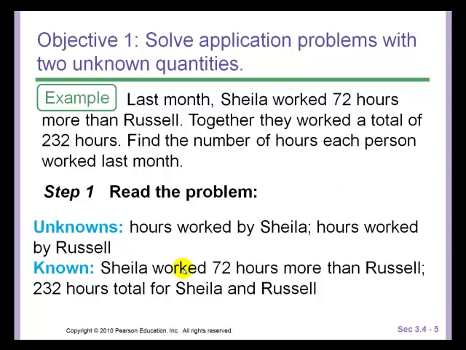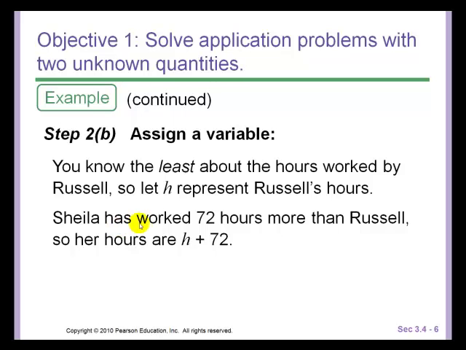As we saw, Sheila worked 72 hours more than Russell. Therefore, Sheila will have 72 plus Russell's hours. It doesn't matter which order these two are in, because addition is commutative. So you can have H plus 72 or 72 plus H. The end result here is that we know the least about Russell, so he gets the H. Sheila, we know a little bit more, namely that it's whatever Russell worked plus 72.